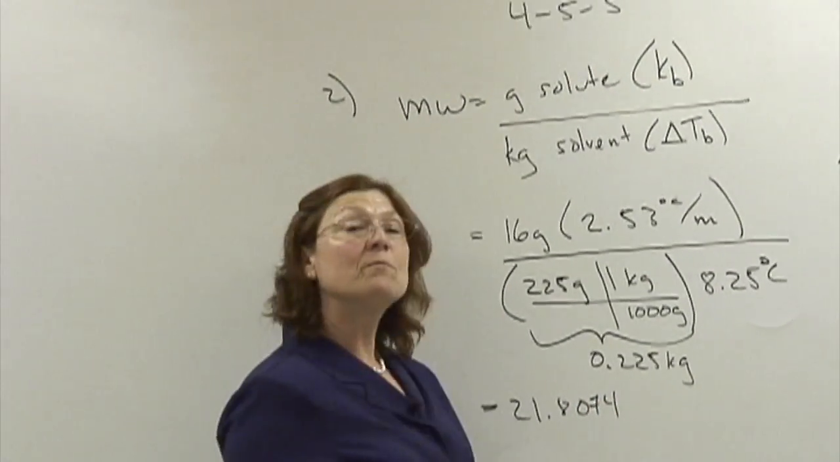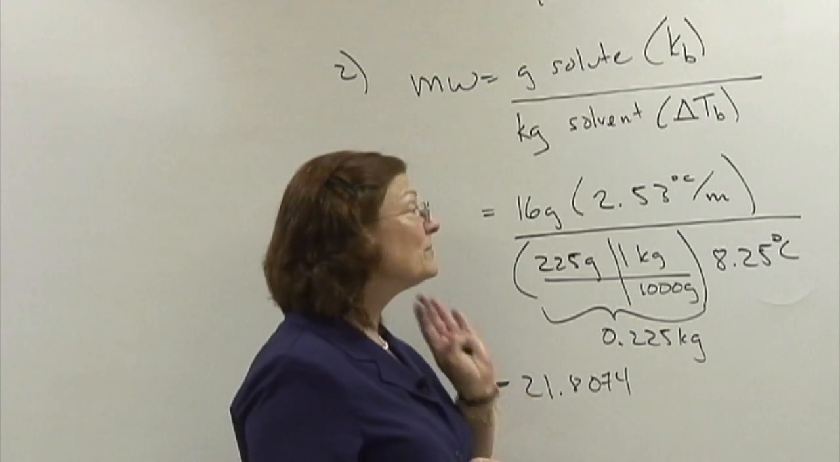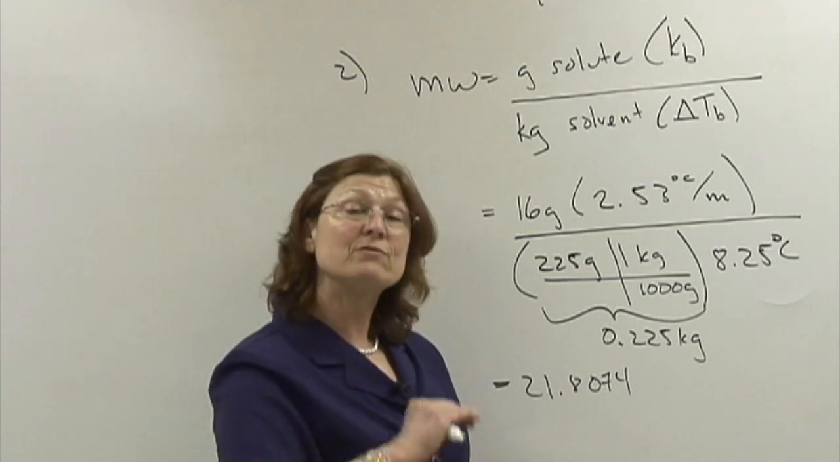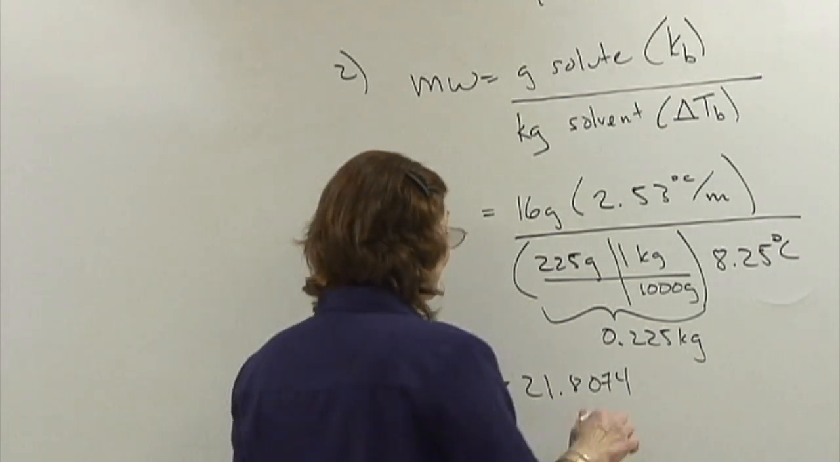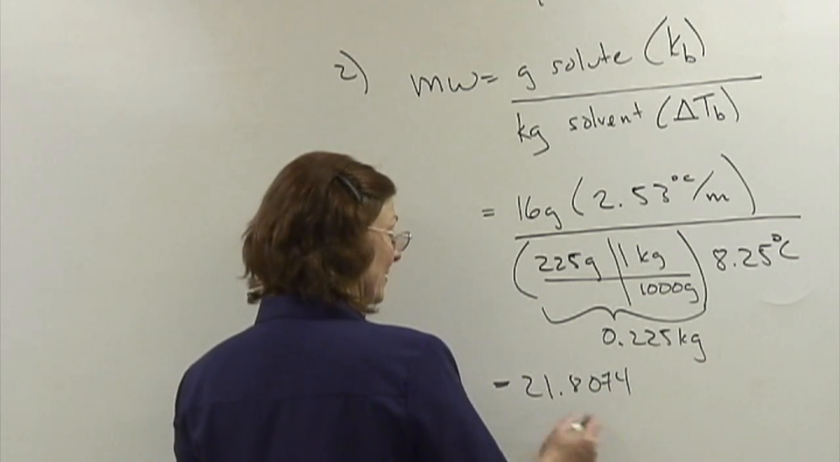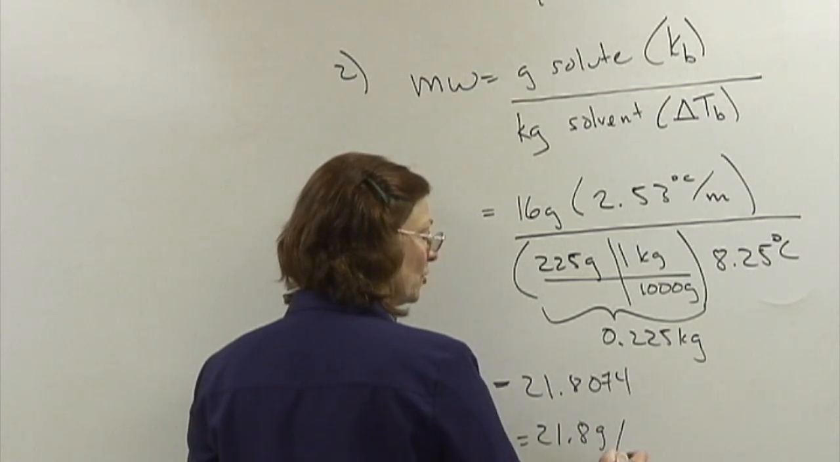21.8074. Now, molecular weights, the numbers that we take off of the periodic chart, we know that we must round to the tenths place. We've been doing that all year, so we're very familiar with that. Well, the 0 does not round the 8 up, and therefore it is 21.8 grams per mole.